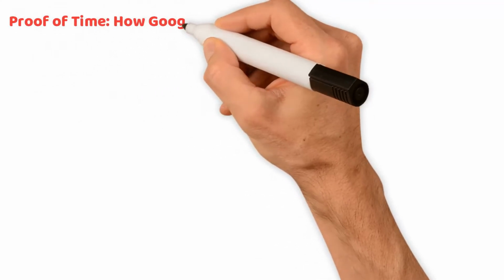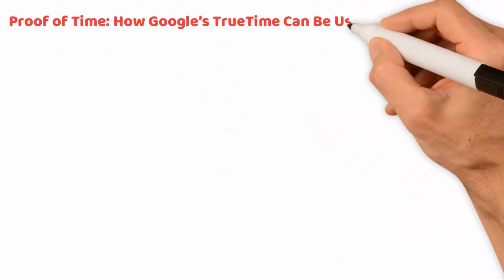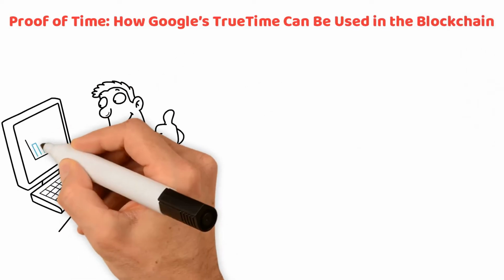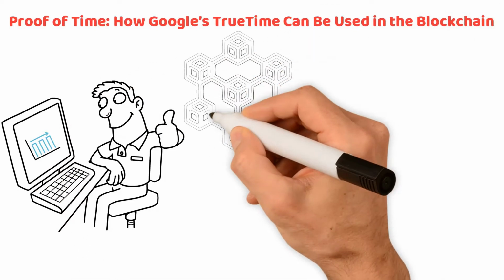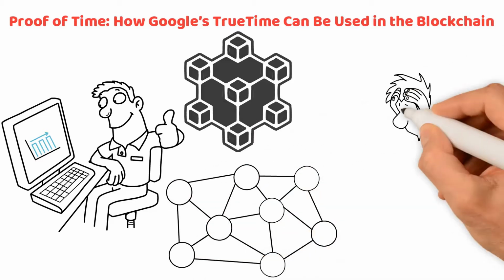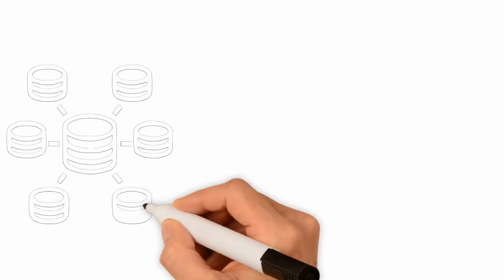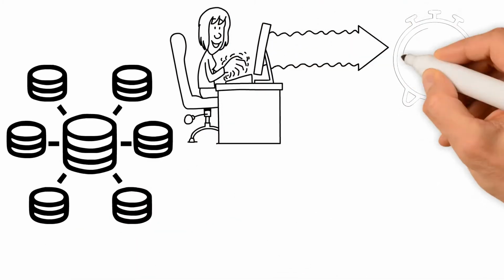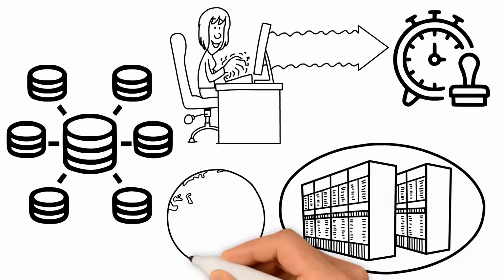Proof of time. How Google's TrueTime can be used in the blockchain. Achieving strong consistency in a decentralized and distributed system is a difficult task. In a distributed database structure, there would have to be a way to deterministically order transactions with different timestamps coming in from servers all over the world.